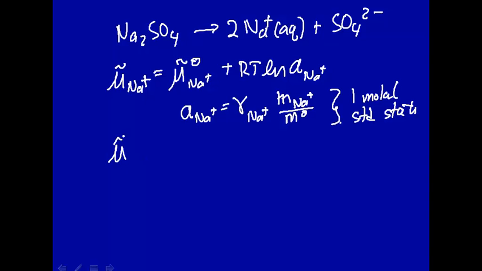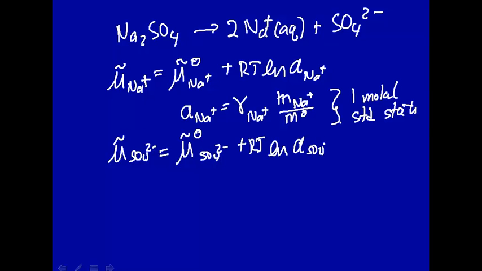If we look at the electrochemical potential of the sulfate, that's the same kind of expression: the electrochemical potential of sulfate in the standard state, which is 1 molal, plus RT times the natural log of the activity of sulfate, where the activity of sulfate is the activity coefficient of sulfate times the molal concentration of sulfate divided by the standard state, which is 1 molal concentration.